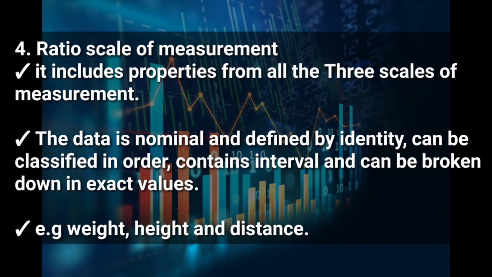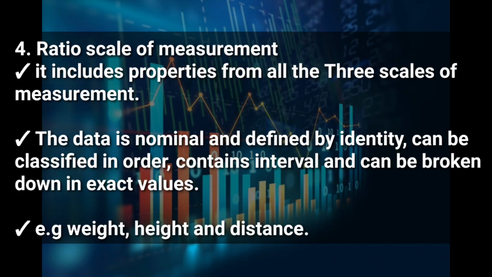Then lastly, we have the ratio scale of measurement. This includes the properties from all the three scales of measurement. It has the properties of the nominal, the ordinal, and then the interval, which means that it can be categorized, it can be ordered, and there is an exact difference between the values. The data is nominal and defined by identity. It can be classified in order, contains interval, and can be broken into exact values. And another thing is that for ratio scale, the data has a natural zero.